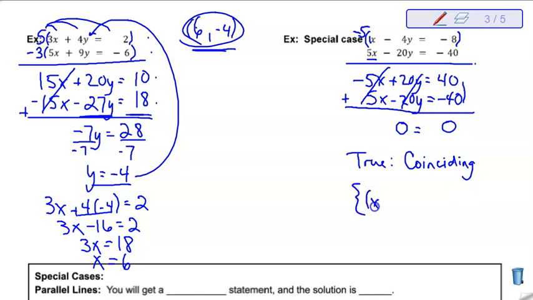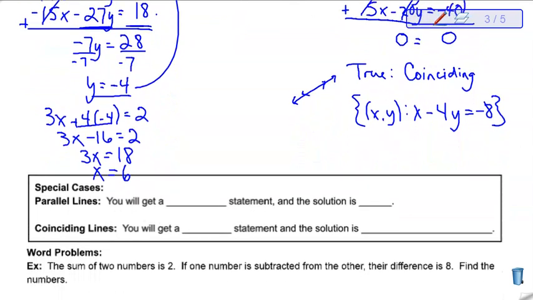So we have all the xy points such that, now pick one equation, I don't care which one, let's go back to this original, such that x minus 4y has to equal negative 8. That's how we would write our solution. So those are two lines that are basically the same line, it's just a different equation. It's actually just a multiple of the other equation.